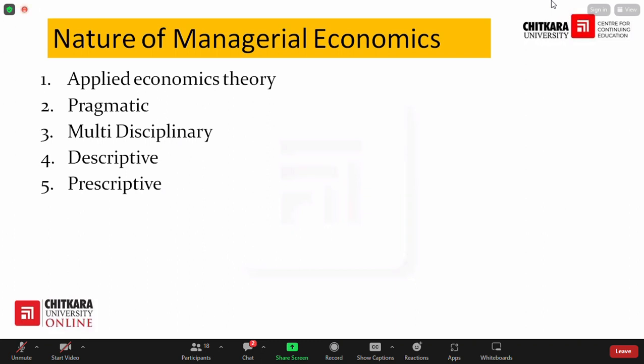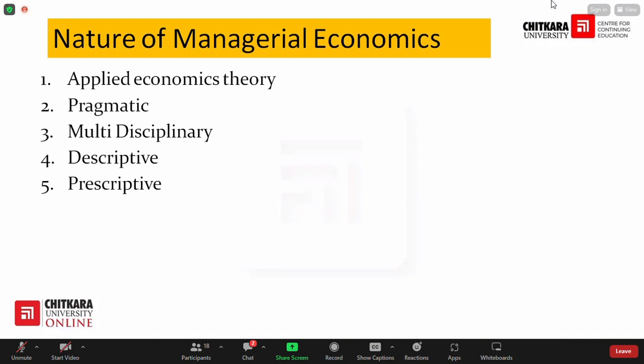Multidisciplinary. Economics is multidisciplinary in nature. What is multidisciplinary? Here you will make use of psychology, statistics, mathematics, operations research, which means how you can make the best utilization of resources. It means in economics, you will not only study economics, you will study a little bit about statistics, you will make use of mathematics, psychology, sociology, and operational research. Fine.